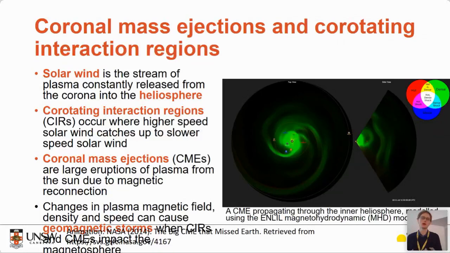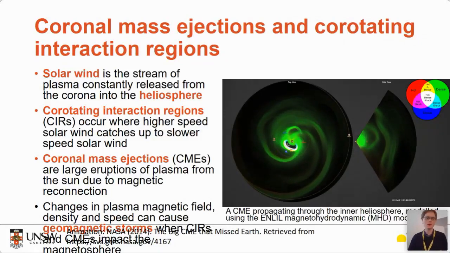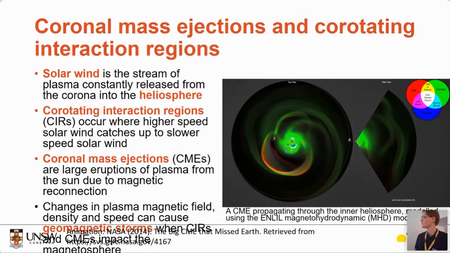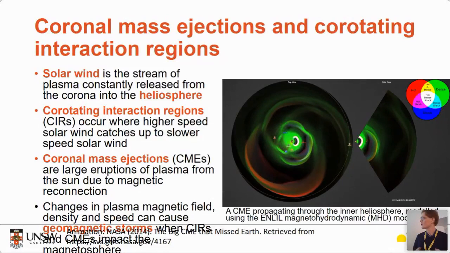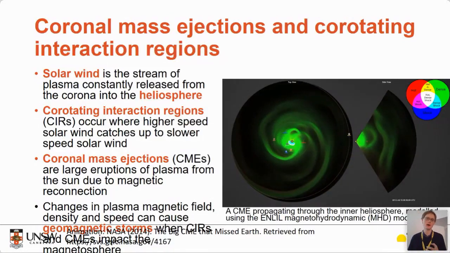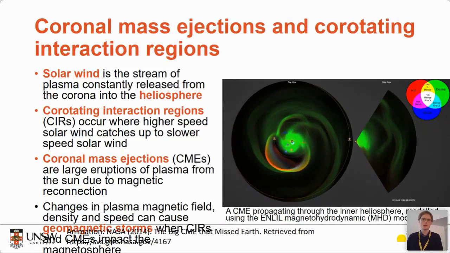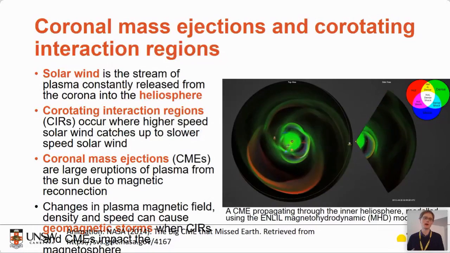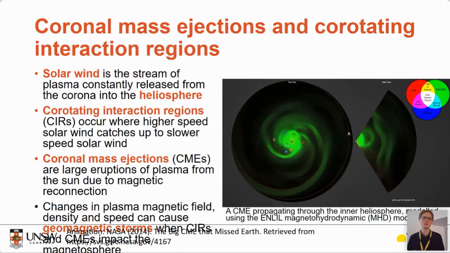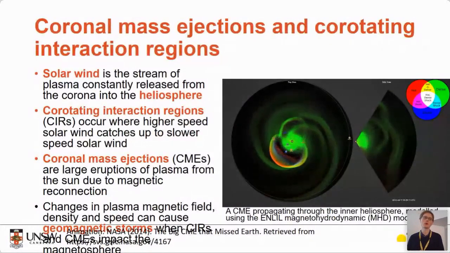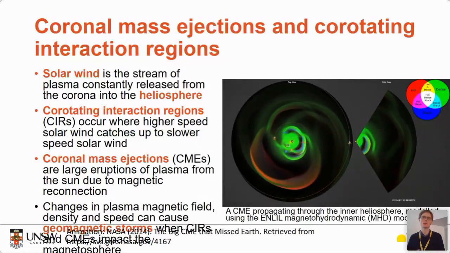The sun can also erupt with large amounts of plasma being launched into the heliosphere in coronal mass ejections. These occur due to magnetic reconnection. The animation on this slide shows the effect of coronal mass ejections on the inner heliosphere, that is the region within the Earth's orbit. Changes in the magnetic field, density and speed can cause geomagnetic storms when these co-rotating interaction regions or coronal mass ejections impact the magnetosphere.